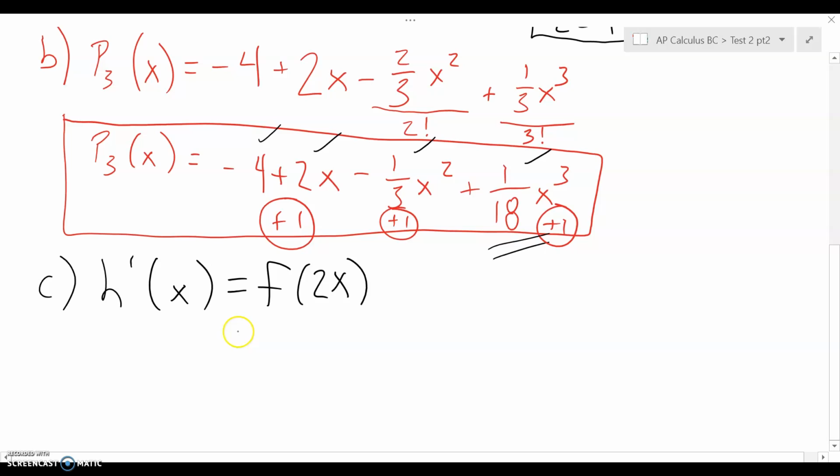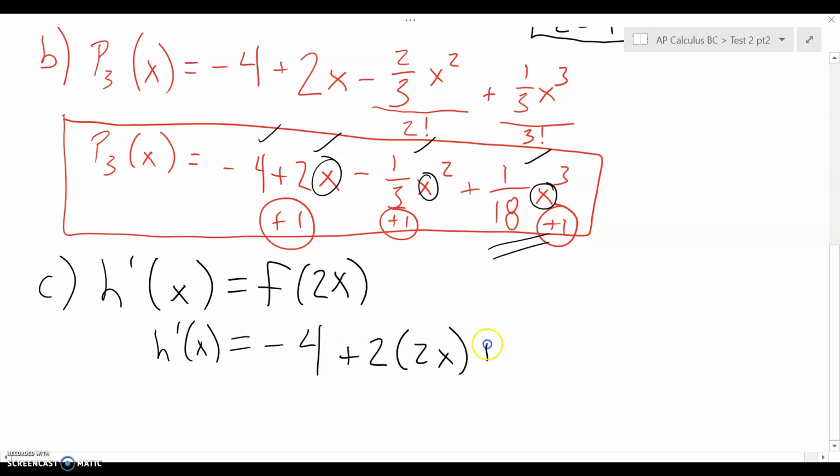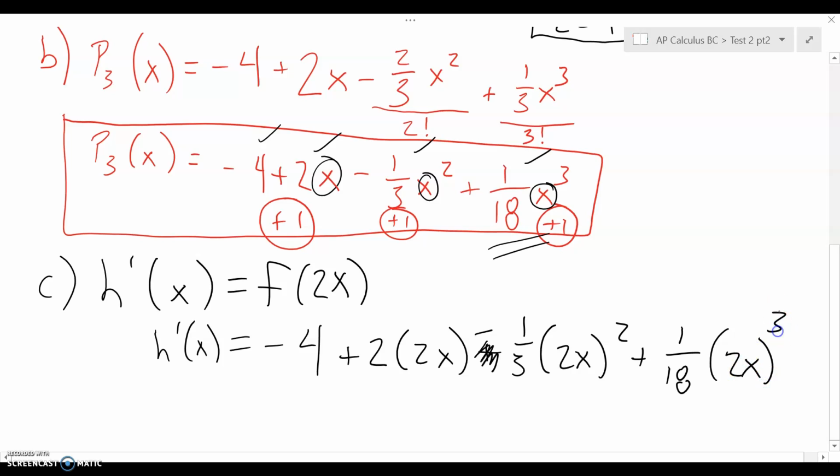So what I'm going to do is write out what h prime is. I'm just going to take out everywhere where x shows up, and put in a 2x. So I'd have -4, that's not going to change, 2 times 2x, and I'd have 1/3 times 2x quantity squared. And that should be a minus, shouldn't it? Minus 1/3. Even though I don't need it, just for the sake of writing it, I'm going to put it in there. That's what we would be doing.